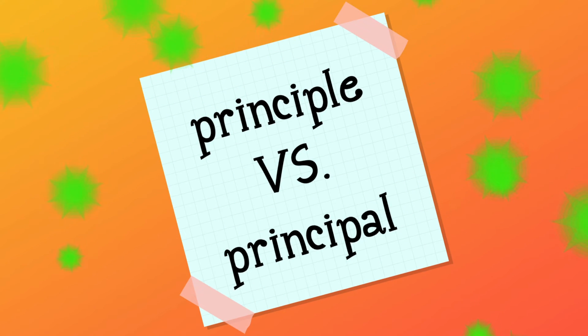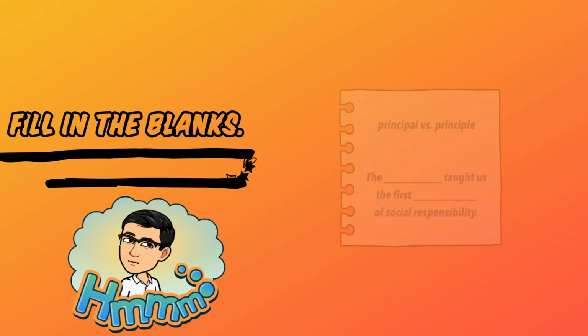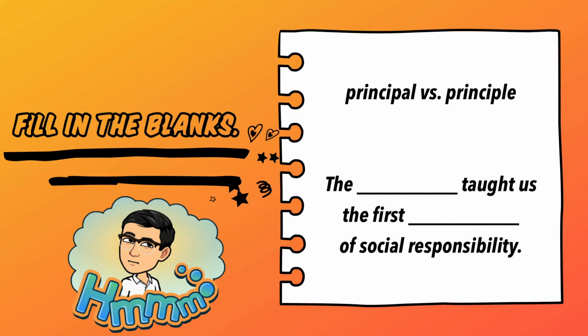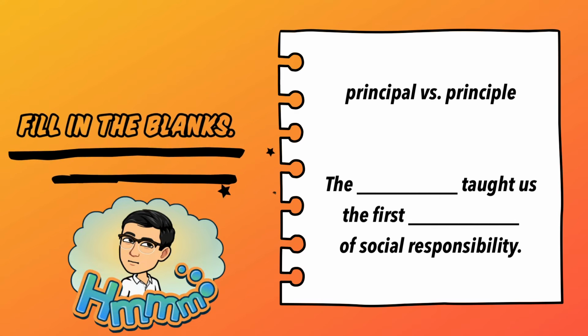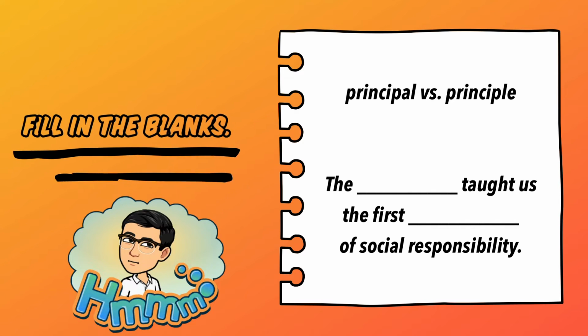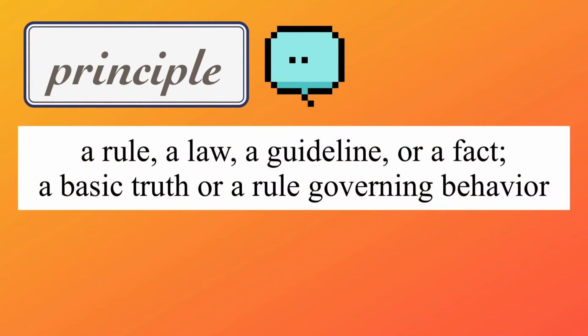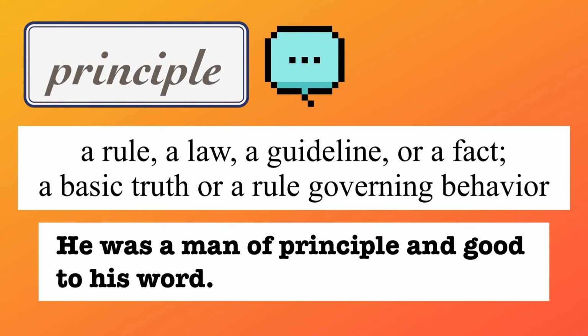Principal versus principle. Fill in the blanks. Principle. It is a noun which means a rule, a law, a guideline, or a fact. It is a basic truth or a rule governing behavior. In Filipino, principio. Example sentence, he was a man of principle and good to his word.